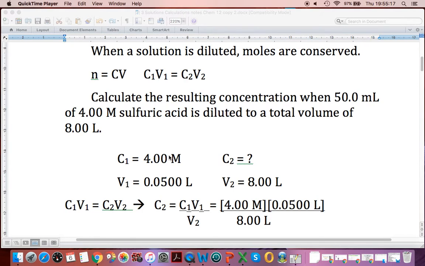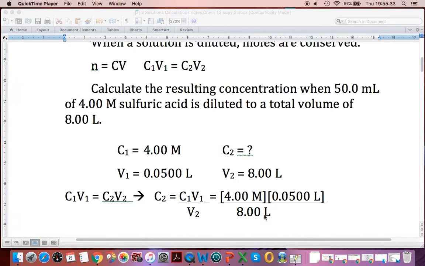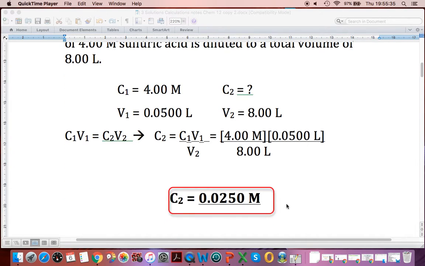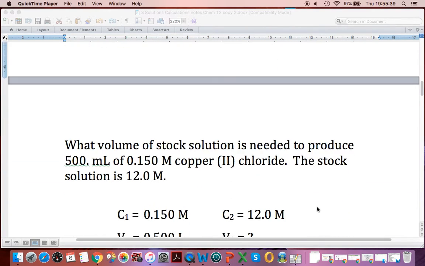Here's our 4.00 M. Here's our initial volume. Our volume's gotten way bigger. Our concentration has to get smaller. When we multiply these two numbers together to end up with our 0.2 moles, those moles are conserved, divided by the 8.00 liters, and we get 0.0250 big M.